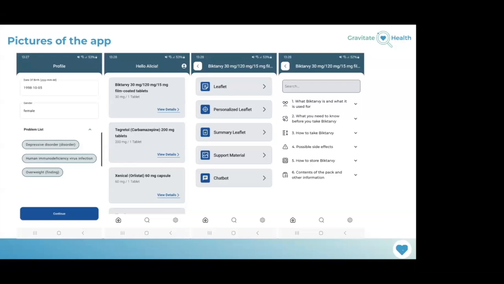The third screen appears when the user clicks on one medication. For each medication, the user can view a raw leaflet, which we can see in the first screenshot, where the leaflet is divided into sections. The user can search for words or phrases inside the leaflet.